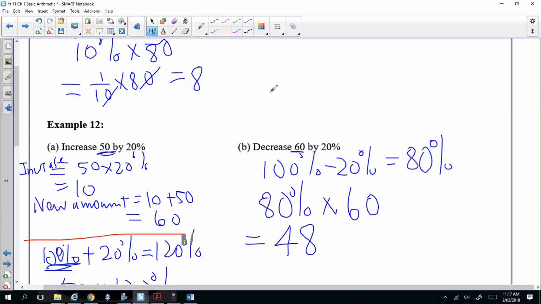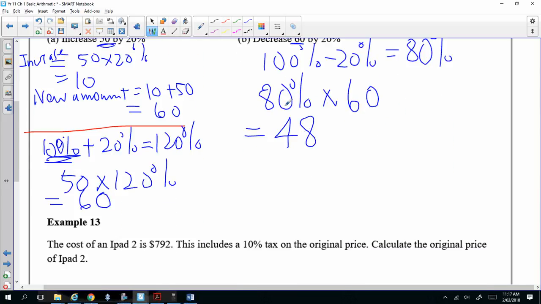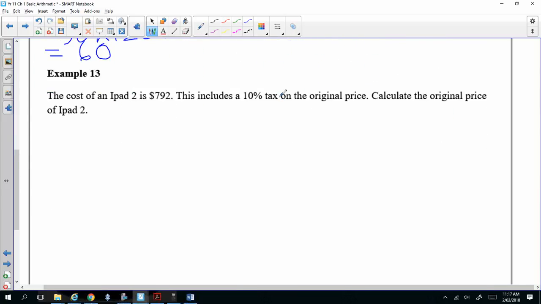Okay, example 13. I'm going to get a student to read. Nat, can you please read the example 13? Thank you. Yes, very good. So that's a real life problem. The cost of an iPad is this. It's already included 10% tax. We're going to calculate the original price.